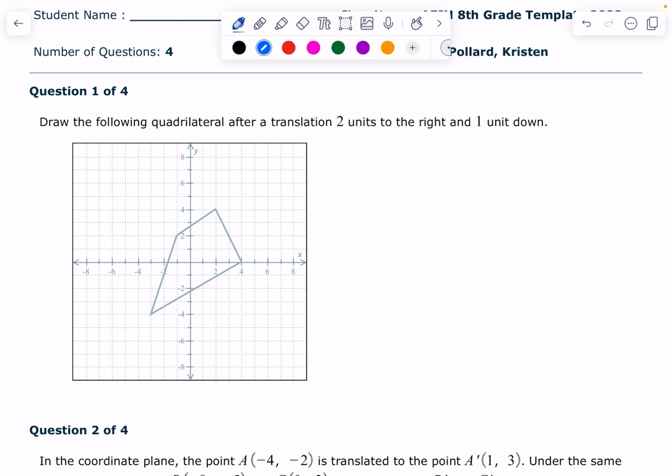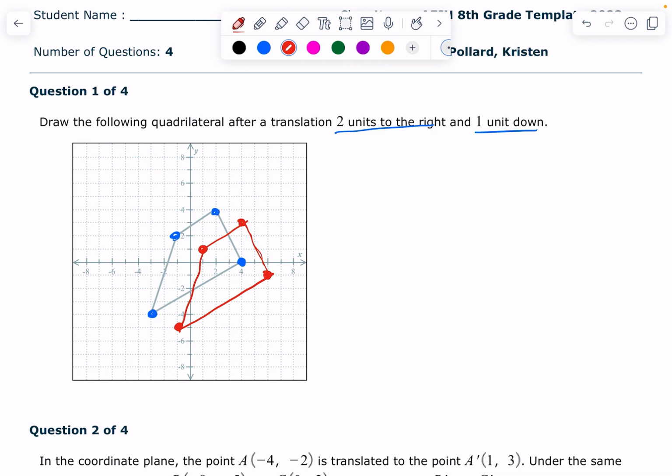So I'm going to take each one of these corners on the shape and I'm going to move each corner 2 to the right and 1 down. So I'm just going to count 1, 2, and 1 down. And then I'm just going to reconnect the dots. Try and draw a straight line. And there's my new figure.